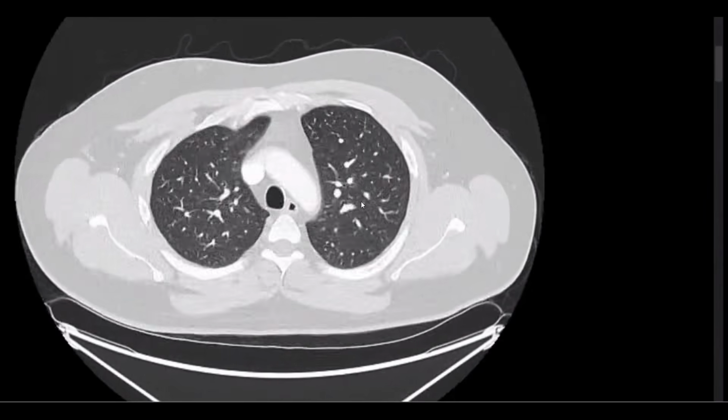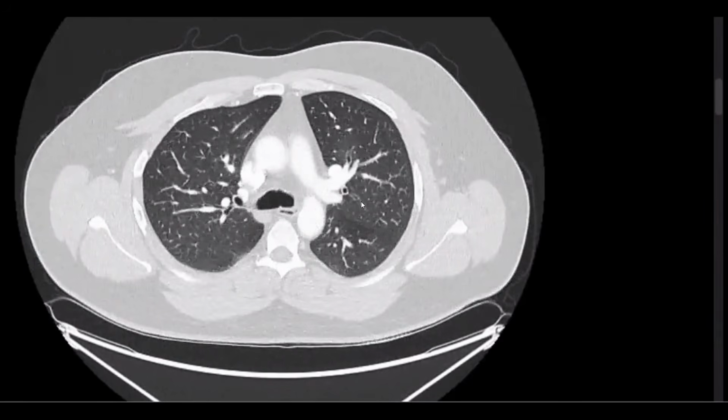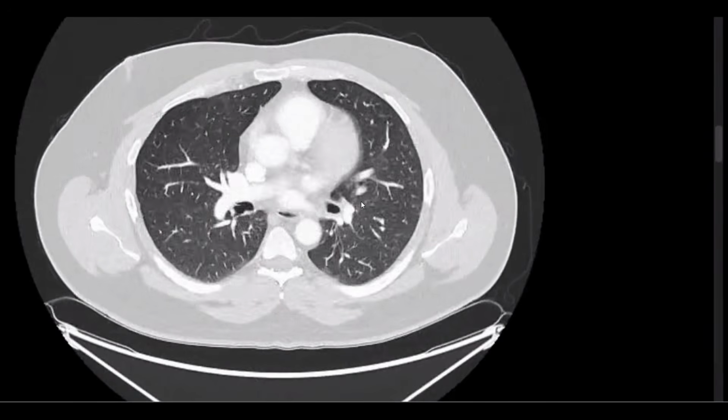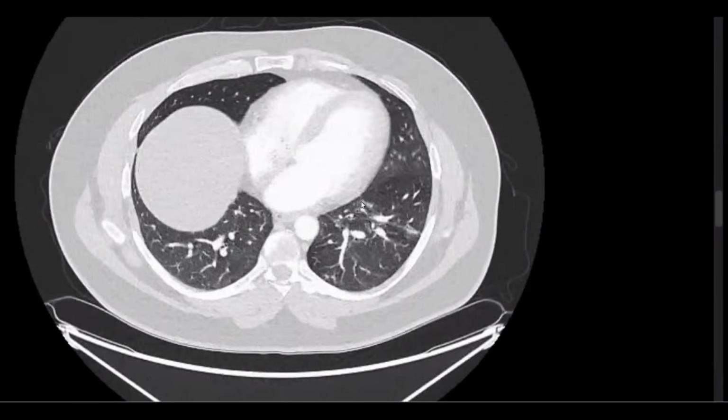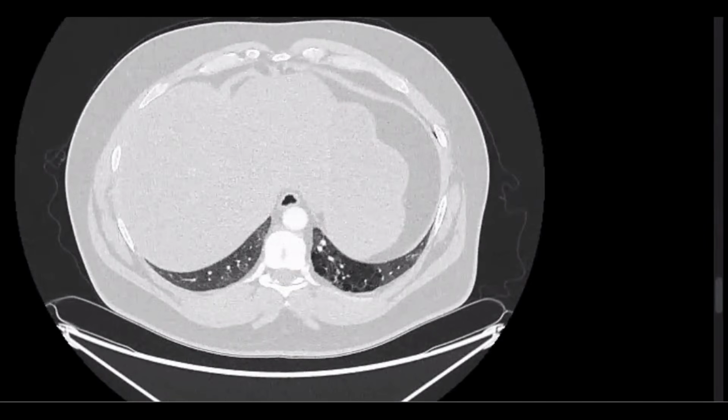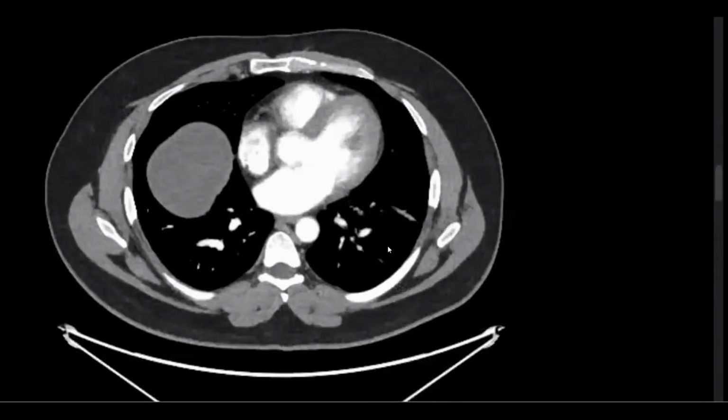Amazing, number 12. So, in conclusion, it's a case of intralobar pulmonary sequestration. I would take the history of recurrent infections if present, and I would like to compare with prior images if available.